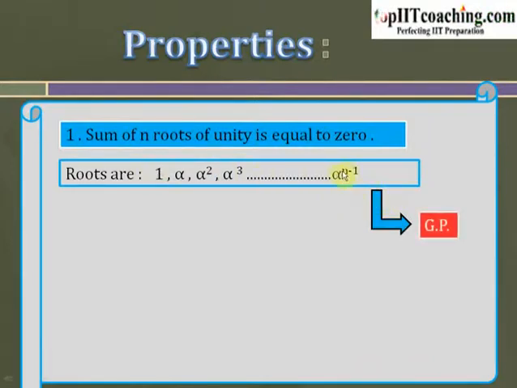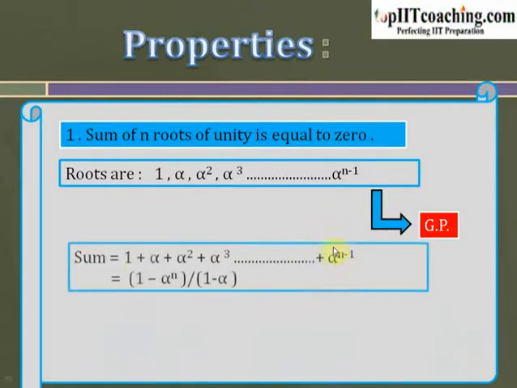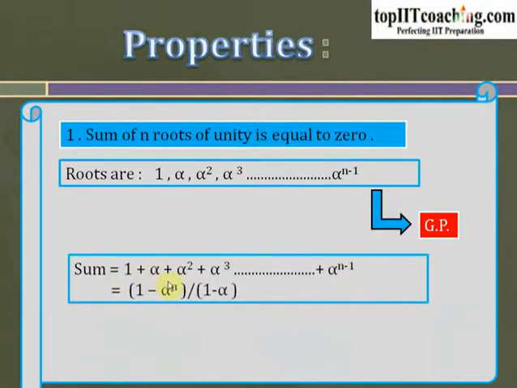Now we clearly see that all these terms are in GP, and we've already studied how to find the sum of n terms of a GP. So sum would be equal to 1 plus alpha plus alpha square plus alpha cube and so on up to alpha to the power of n minus 1. This would become 1 minus alpha to the power of n divided by 1 minus alpha. Here the common ratio is alpha. So the sum is this.